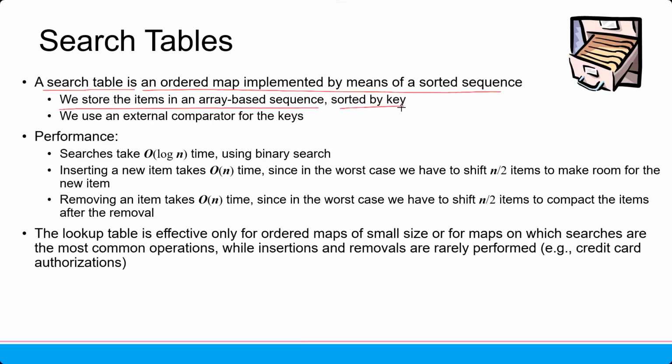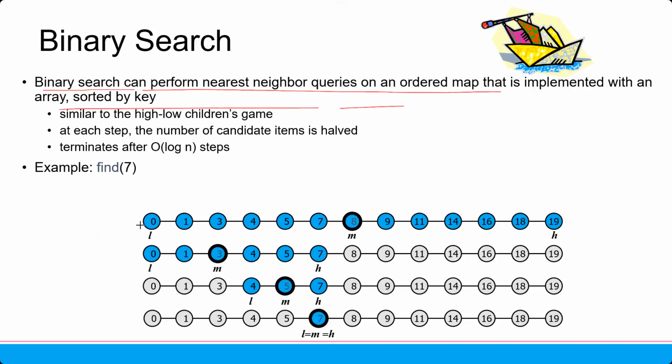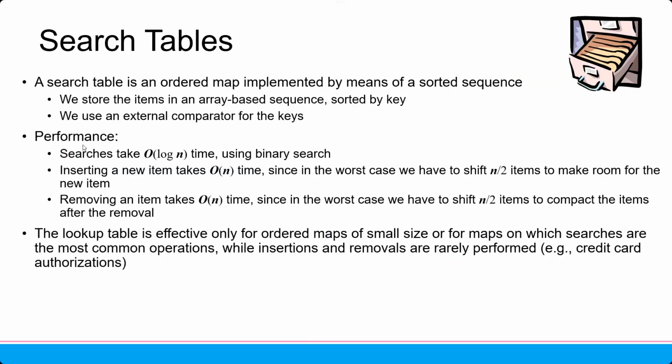So we assume that the key, this one is key. This is key. This is the key, and so on. And we use an external comparator for the keys. External comparators means you can use the like simple comparison and so on.